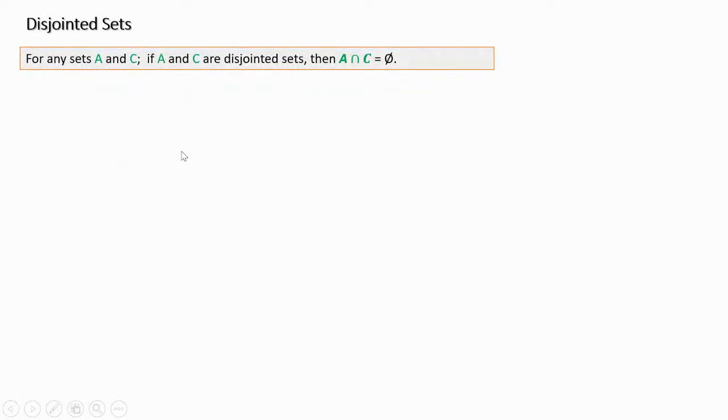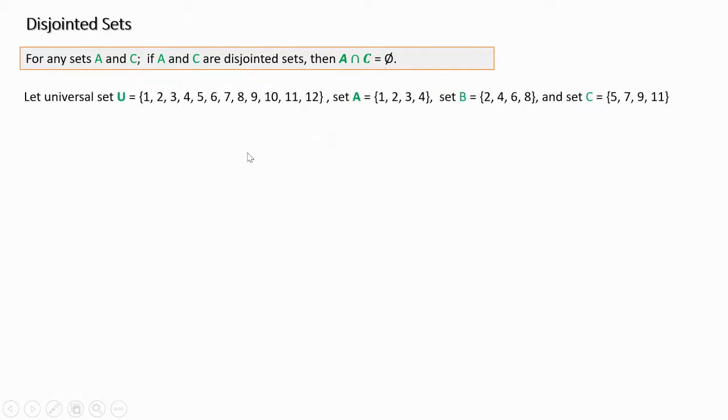Okay, what are disjoint sets? Disjoint sets are sets that do not intersect. For any sets A and C, if A and C are disjoint sets, then A intersects C is an empty set, which means they don't cross or intersect. Here's an example of what I'm saying. What do they have in common? Nothing. A and C have nothing in common, so it's an empty set.